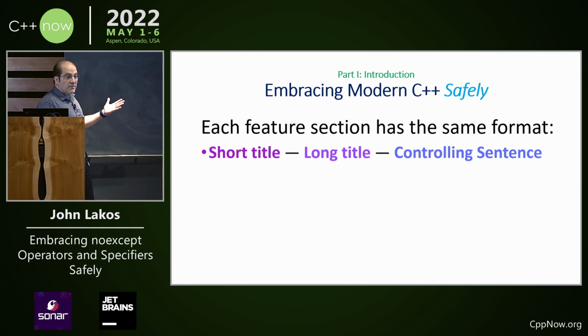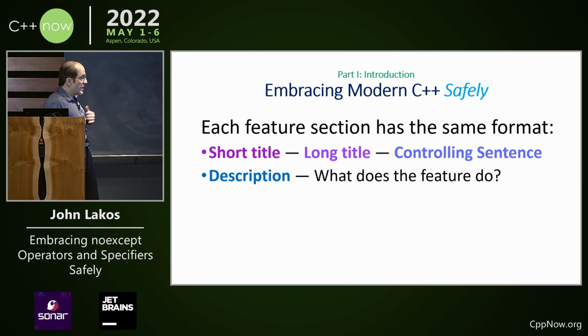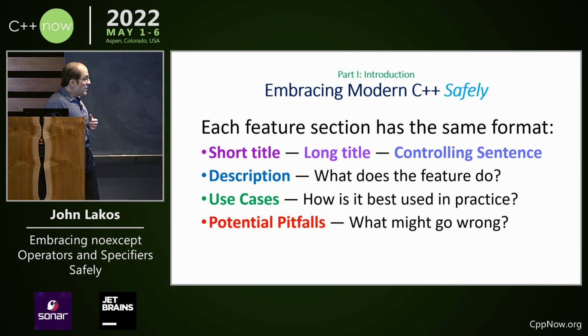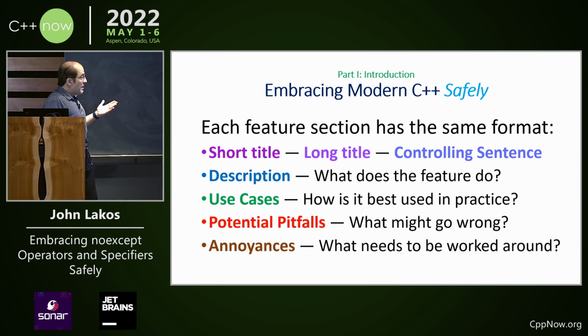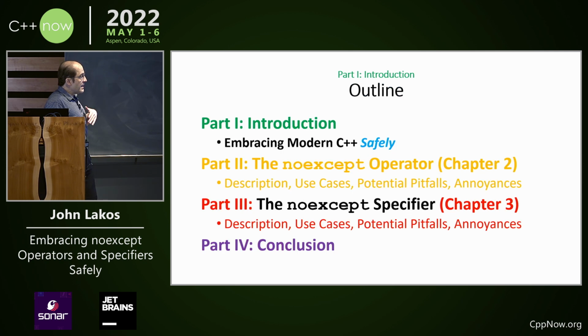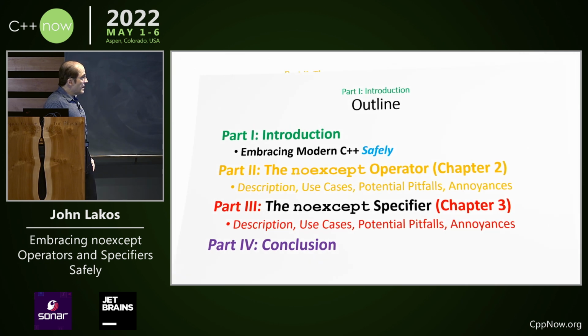Anyway, this is the format that you can come to expect. It's a lot like the components that we develop in our BDE, Bloomberg Development Environment, or Basic Development Environment, depending on the context. In those components, there is a purpose, there is a description, there is a use cases section. These things were already there in the software itself, so the book follows along with that. We have a description, we have use cases, we also have potential pitfalls, and we have annoyances. And again, I selected two feature sections to talk about today that are related.